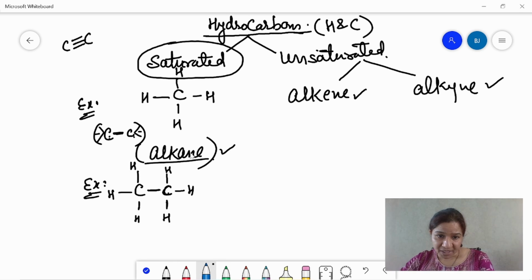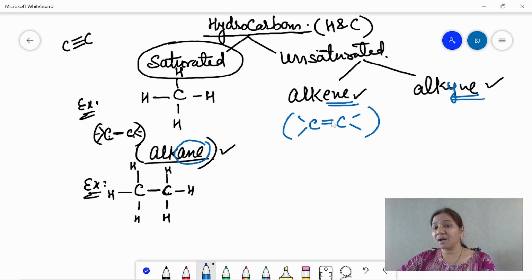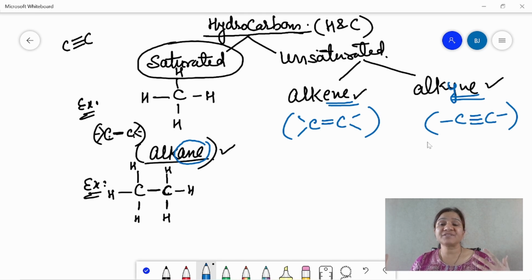If you see carefully, the difference is only in this part: ane, here ene, here yne. So if it is the alkene family, what will you notice? In the alkene family, you will see that the two carbons are connected to each other through a double bond. There must be a double bond between two carbon atoms in such a class of compounds. And when it is an alkyne, there must be a triple bond between the two carbon atoms. So why are we forming a double bond and a triple bond in such compounds? Because we do not have a sufficient number of hydrogens. Let us take one example.